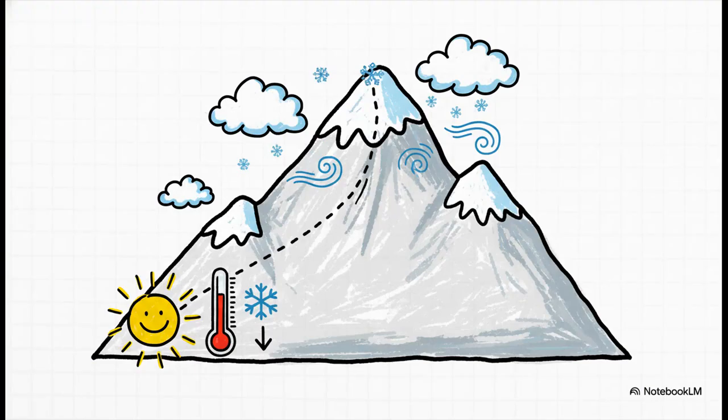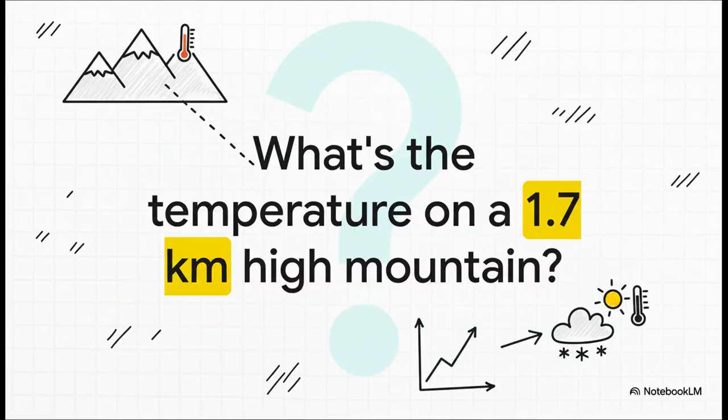So let's think about a real-world problem. Imagine you're at the bottom of a mountain, and the temperature is a nice 15 degrees Celsius. But you know that as you climb, it gets colder. For every single kilometer you go up, the temperature drops by a steady 6 degrees. A starting point and a steady change? Does that sound familiar? Yep, you guessed it. This is a linear function.